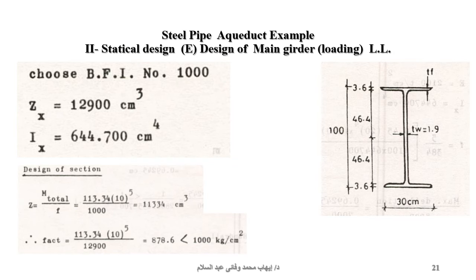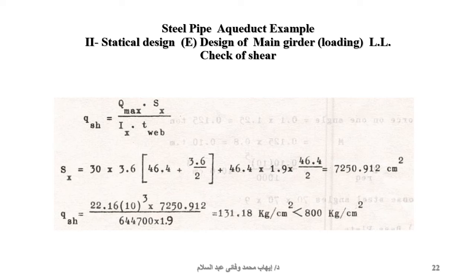After that, in the design, choose broad flange I-beam number 1000. ZX has a value and IX has a value. Design sections, and then arrive at F actual less than 1000 kilogram over square centimeter. That's safe. That's the broad flange I-beam that appears in this section or in these figures.